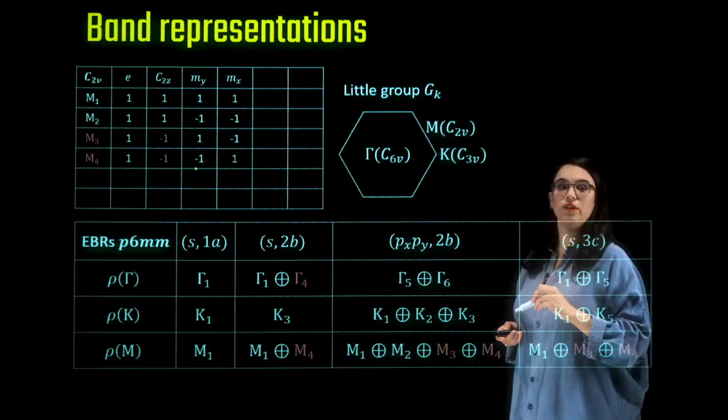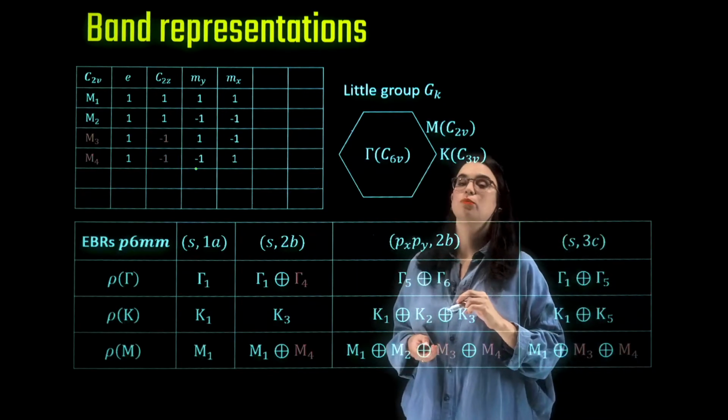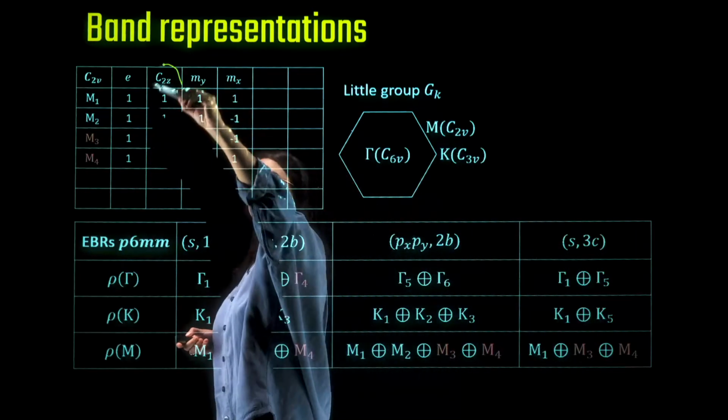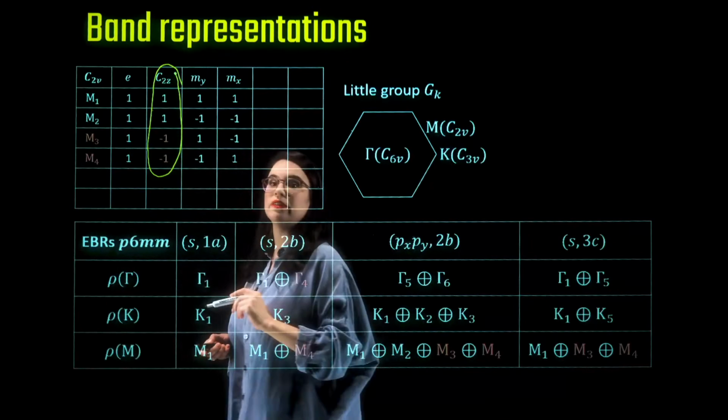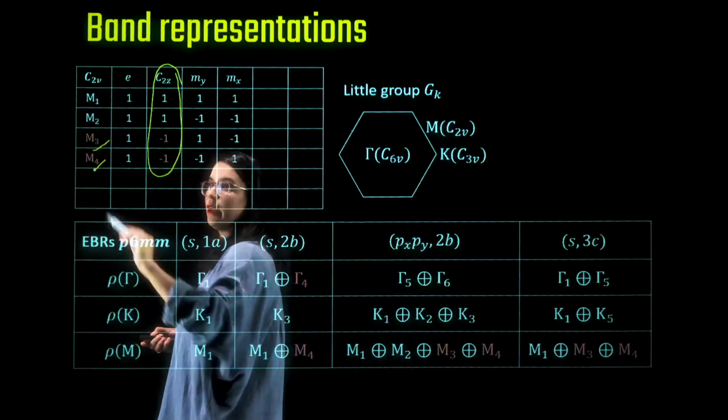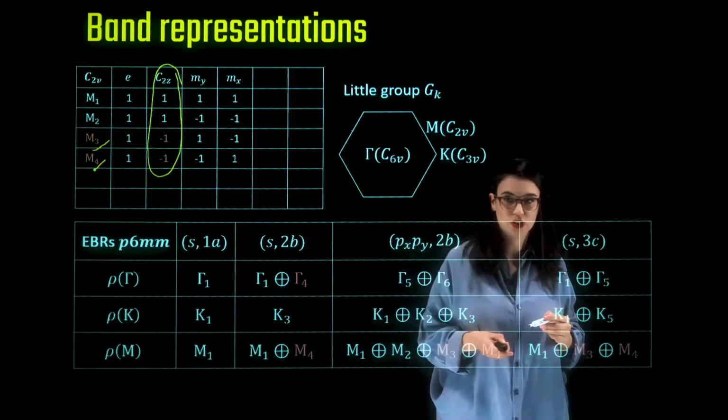Particularly, there are only two representations which are odd under parity, while all the others are even. Additionally, the M point, which has the little group C2V, also contains inversion symmetry. It's an additional time reversal invariant momentum, which is also inversion symmetric. And in this case, we have M3 and M4 being odd under inversion symmetry.